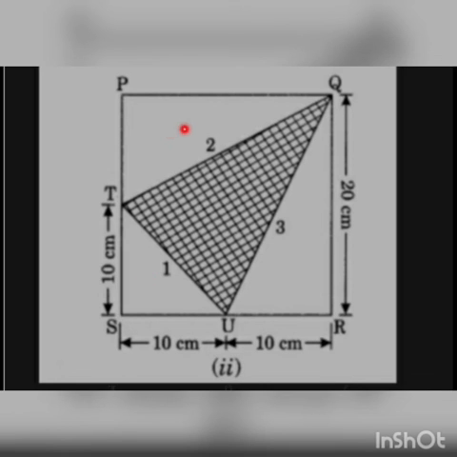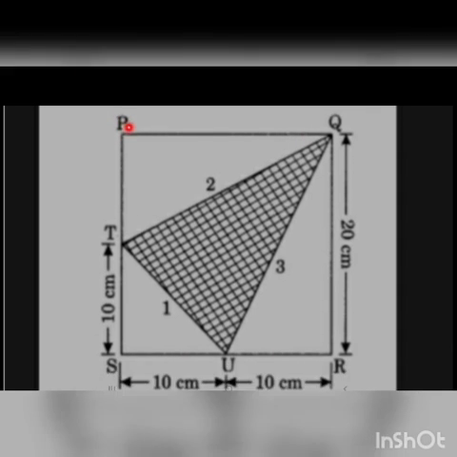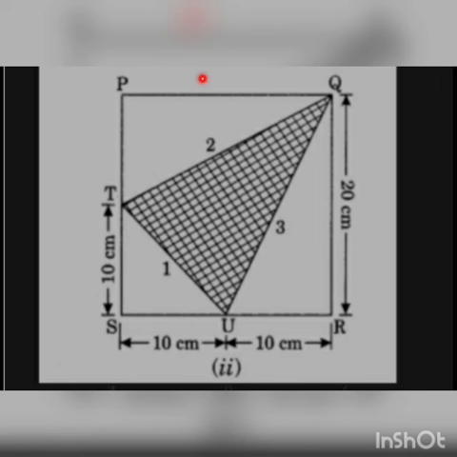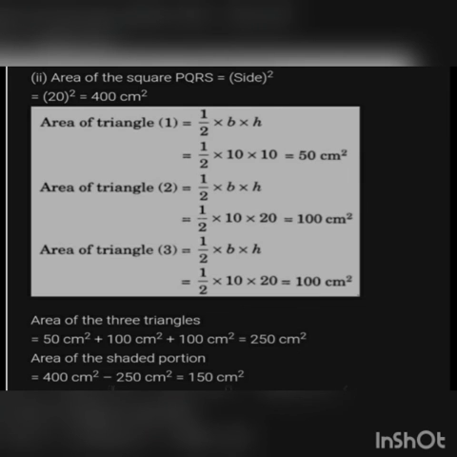Now considering this triangle, this side is 20 because it's a square. If here it is 20, here also 20. Now here also 10. So 20, 10. Now here this side is 20, here 10. So you got all the sides. Now finding the area. Area of the square, all the sides are how much? 20. So a square's area is side into side, that is 20 into 20, you have 400 centimeter square.